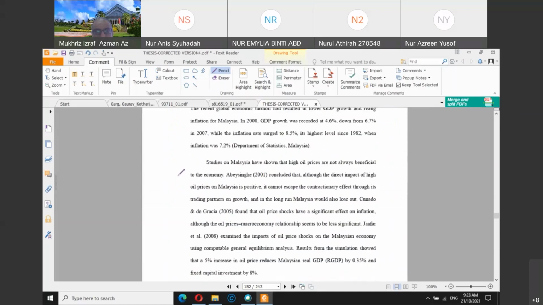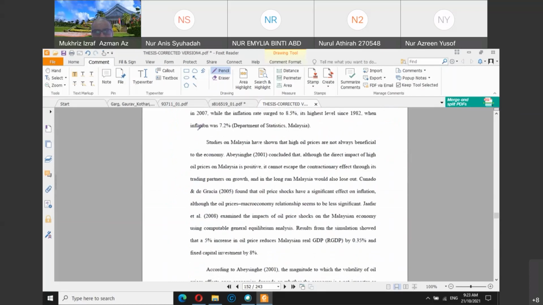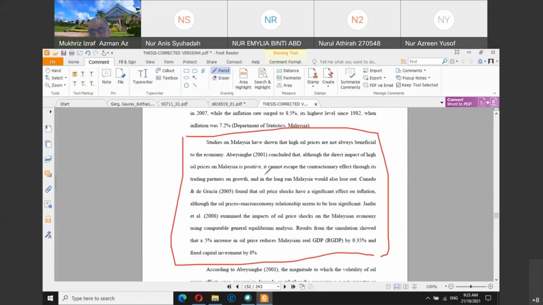Okay, so the third paragraph is basically more discussion, looking at some articles, some journals, to strengthen the idea that oil price shocks, oil price increase or decrease, have negative or positive impacts on Malaysia. You must remember that when you write an academic project, a thesis like this, it is not like writing an assignment for a newspaper, right?